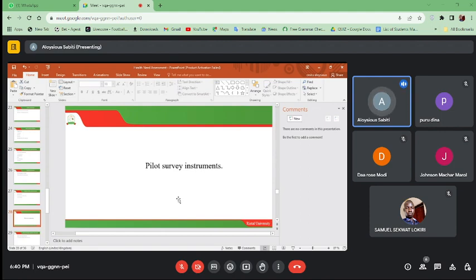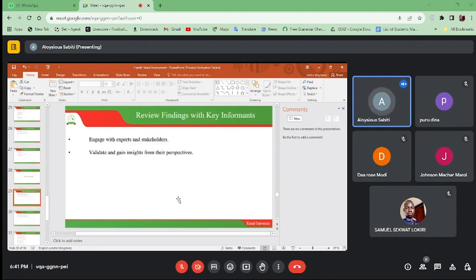So what are some of the pilot survey instruments? Review findings with key informants. If you've been able to go through your data, you should be able to engage some experts and stakeholders and validate the information that you've been able to get. You should also be able to determine the most critical health needs. You should be able to define what the key priorities for that community are.